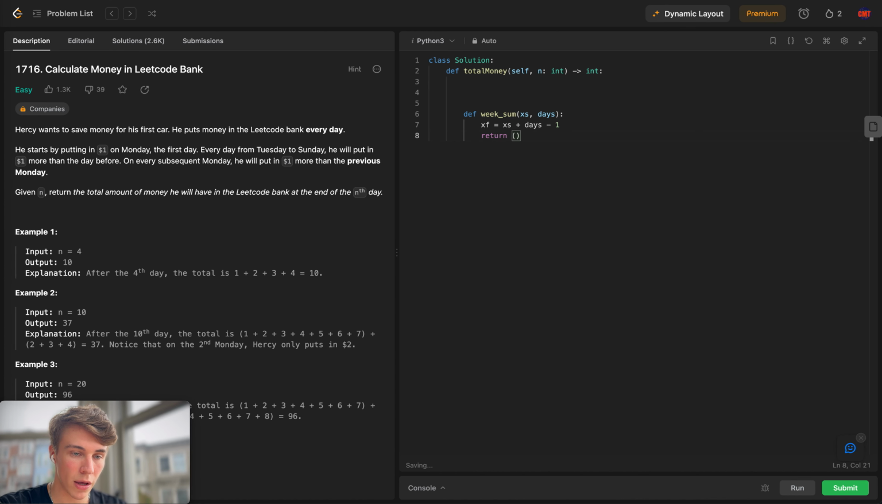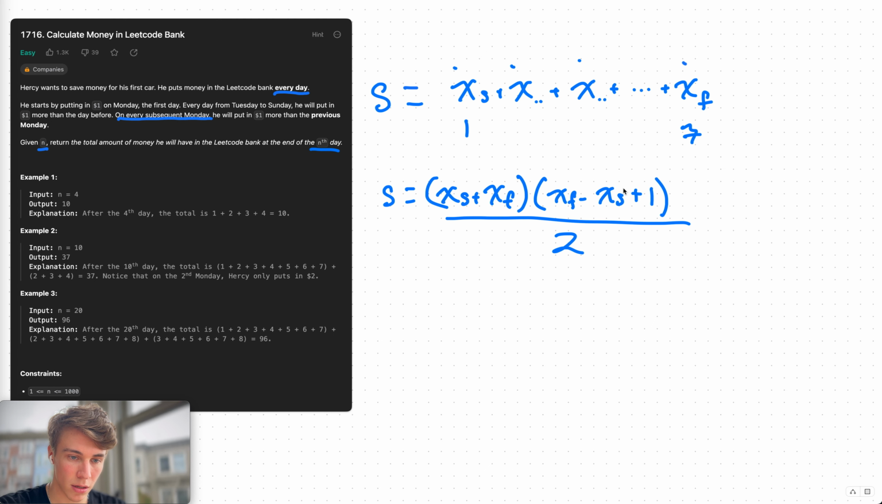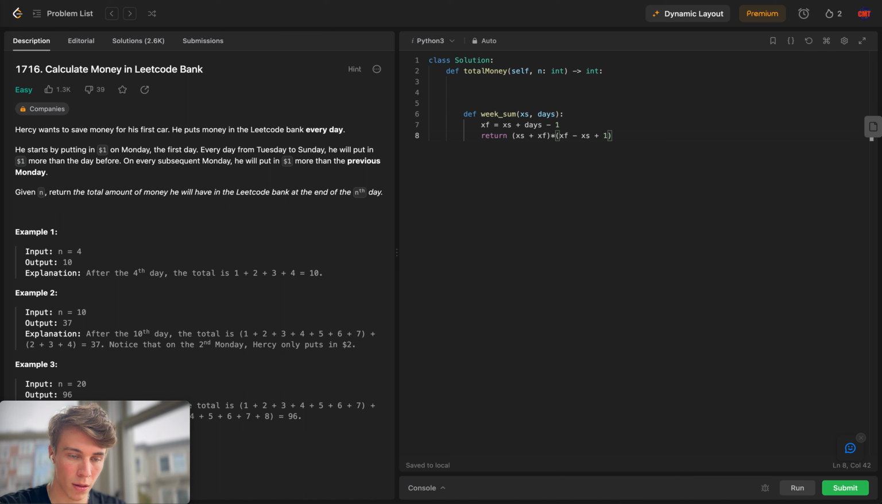This is going to be xs plus xf times the number of times that this value occurs, which is just going to be xf minus xs plus 1, I believe, right? And all of this divided by 2. Let's check if this is correct by running the first week through it.